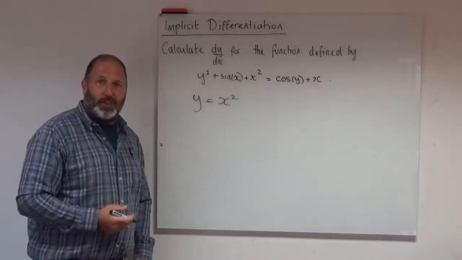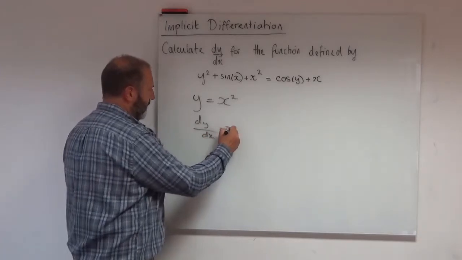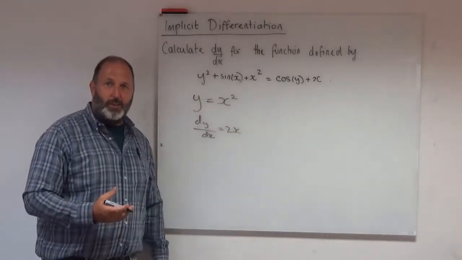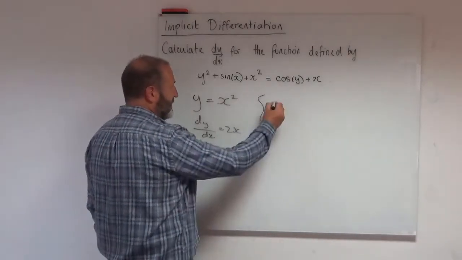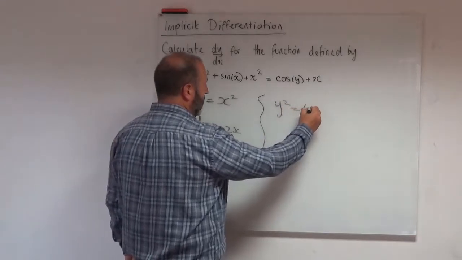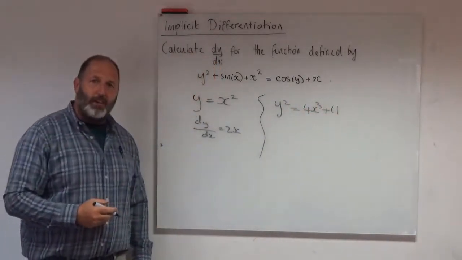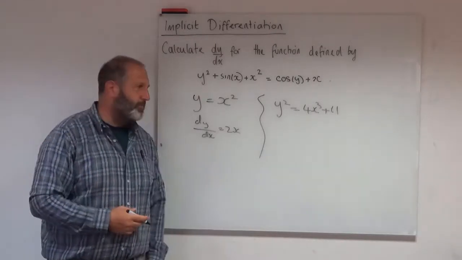If I have y equals x squared, I'm happy with that. Seen it before. I can differentiate and find dy dx is 2x. I'm happy with that. What about if it's perhaps not quite as nice as that? What about if it's something like that? y squared equals 4x cubed plus 11, let's say.